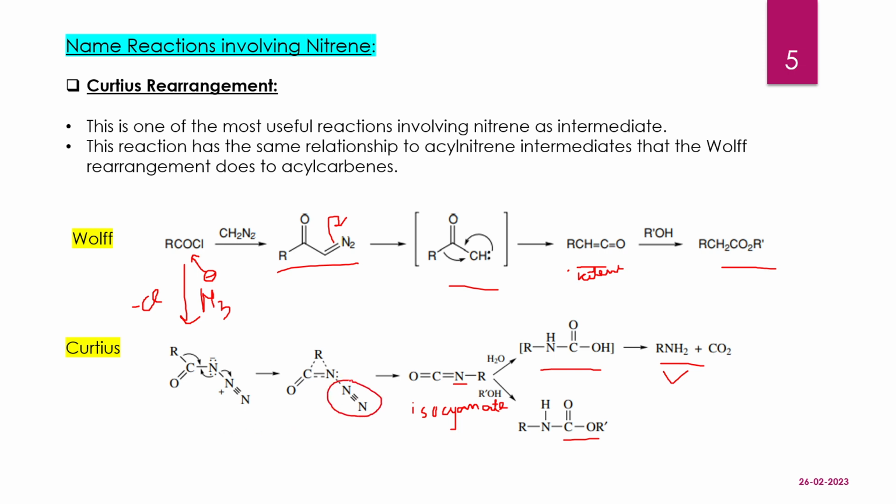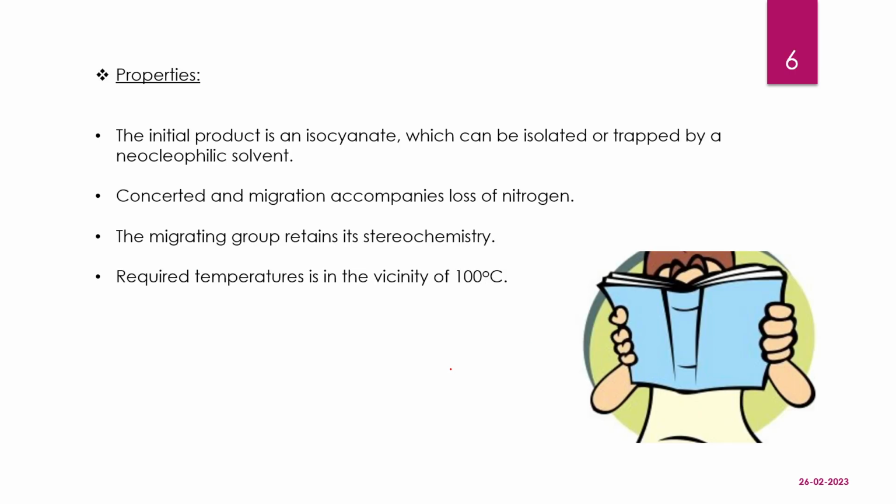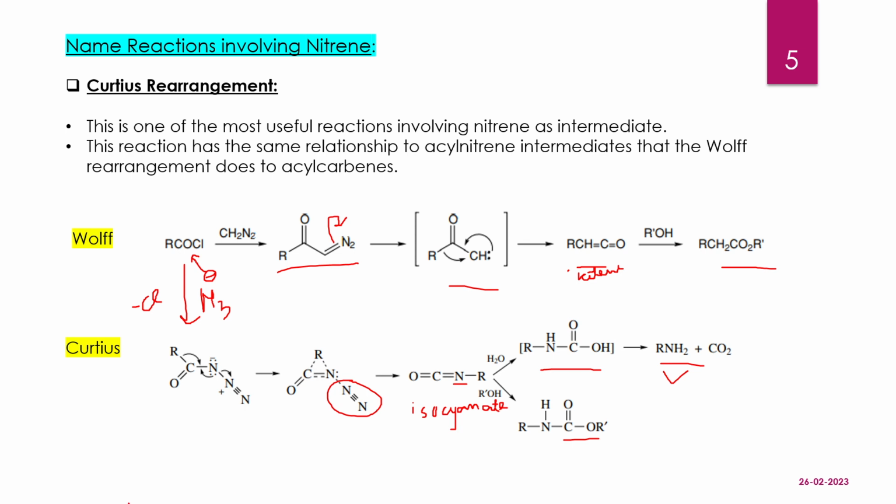And I have already taught you that the elimination of nitrogen is always favorable, because in nitrogen there is a triple bond. This is such a strong bond, so elimination of nitrogen is always favorable. And the migrating group retains its stereochemistry. So when this R group migrates from this carbon to this nitrogen atom, the stereochemistry of the R group will be retained. Here it is only an R group, so you can't understand. But if it is a chiral group, it has a specific stereochemistry. Suppose it is H.